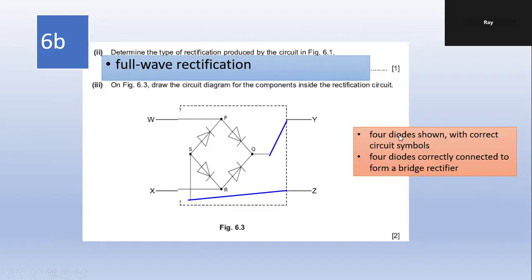As long as you have four diodes shown with the correct symbol, four diodes, wrong direction doesn't matter. You get 1 mark. Four diodes correctly connected to form a bridge. If it's correctly drawn, then you get the second mark. Any comment? No. The input is at the junction where the two diodes meet, where the two arrows meet. That's the input.